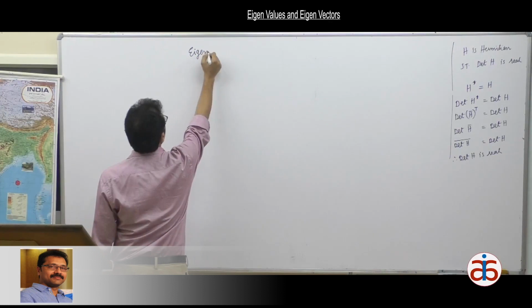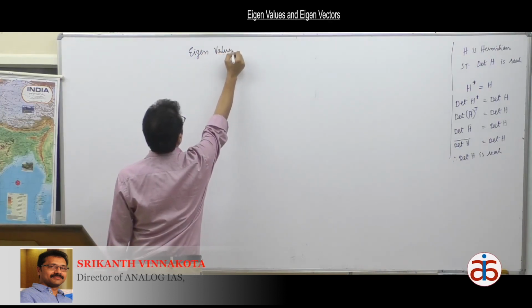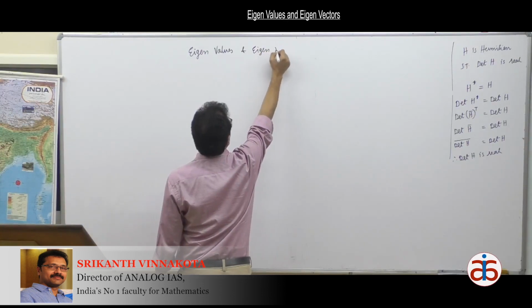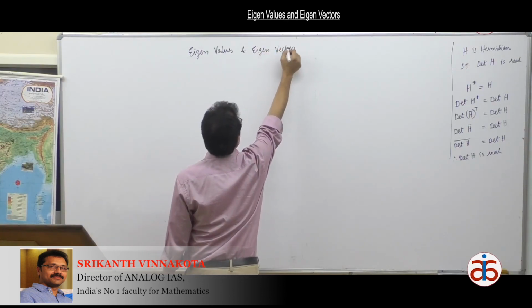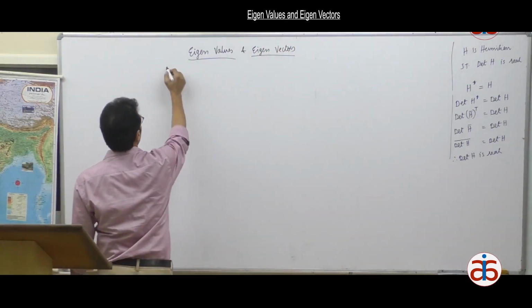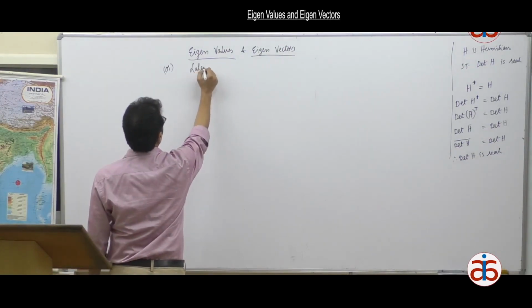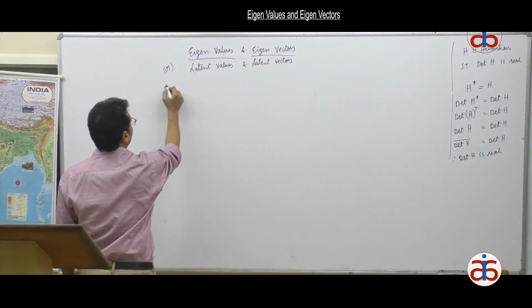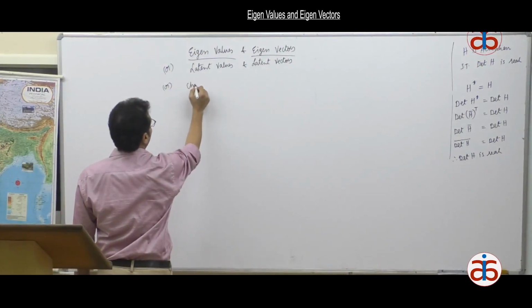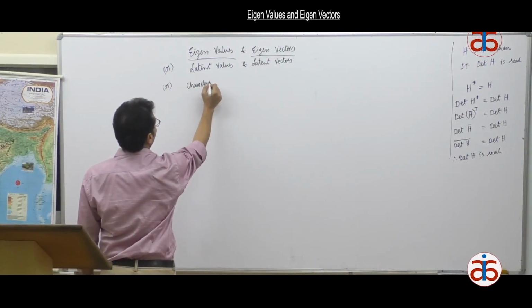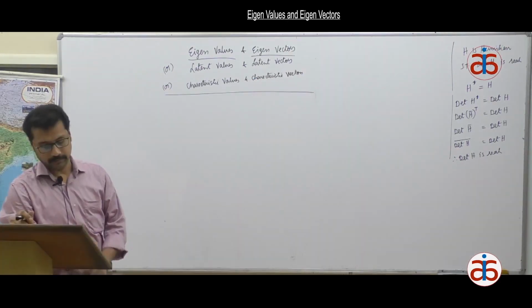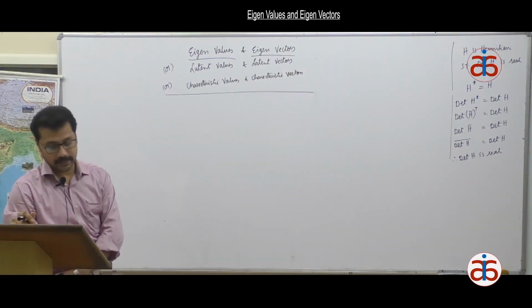Eigenvalues and eigenvectors. Sometimes also called latent values and latent vectors. Sometimes also called characteristic values and characteristic vectors. All the same. Okay? Eigen, latent, characteristic, all same.